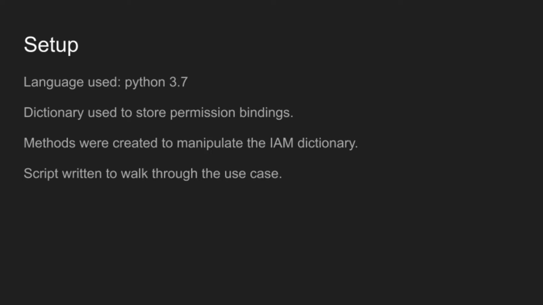So for my setup, it's pretty simple and straightforward. It was meant to just be a mock and just to go through this one use case. I used Python 3.7 to write everything. There were no extra packages needed to download. You just need Python 3.7. And I used a dictionary to create this mock IAM store, and it was used to store permission bindings. I created several methods that would manipulate this IAM dictionary, and I also wrote a script to walk through the use case.